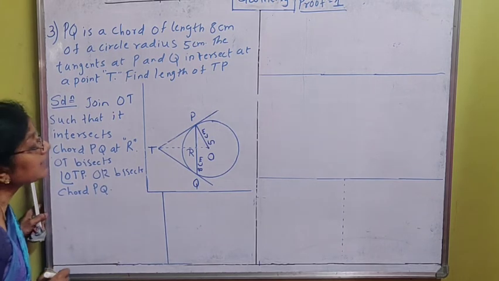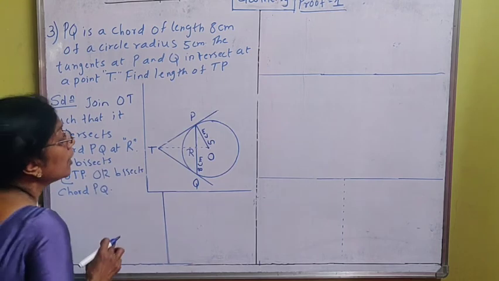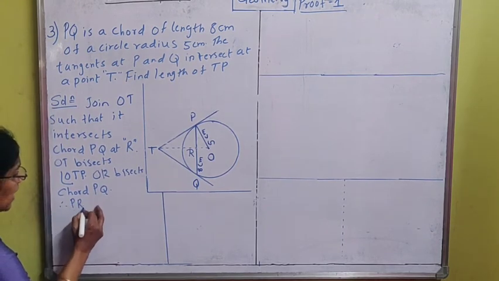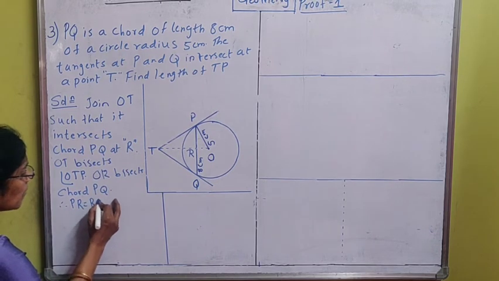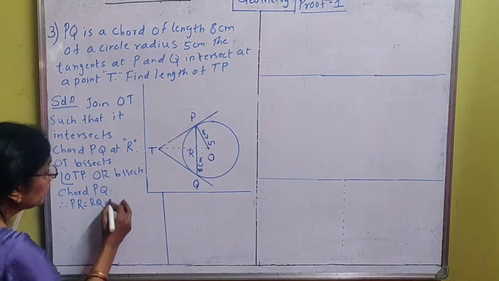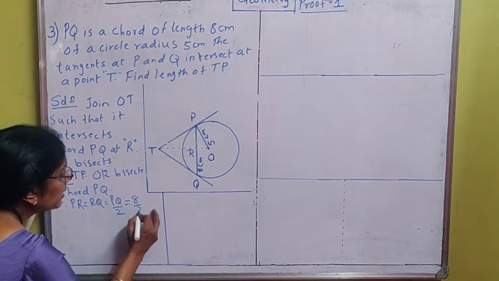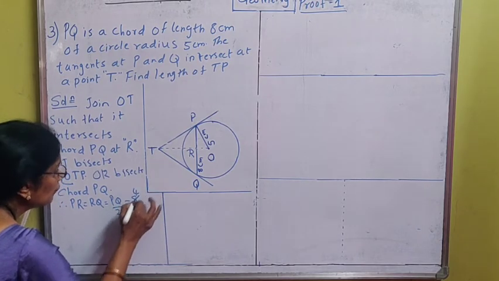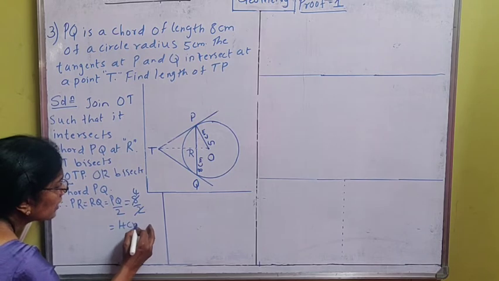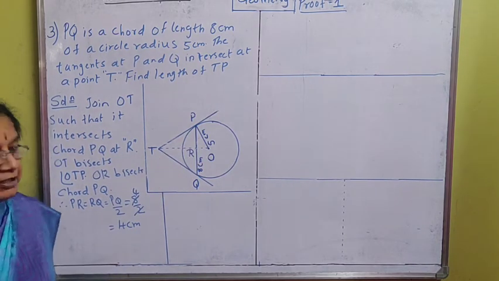So if OR bisects chord PQ, what will happen? PR will become equal to RQ. So PR is equal to RQ, and how much will it become? It will become half of PQ. So it will be equal to PQ by 2, which is 8 by 2. 2 fours are 8, so how much do you get? 4 centimeter. So you got it: PR is equal to 4 centimeter.